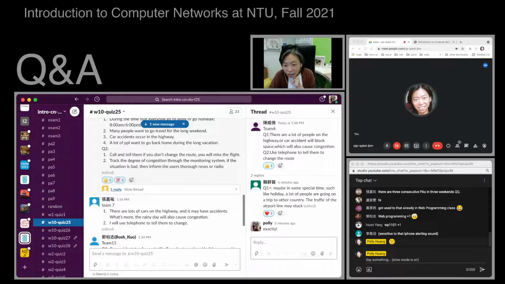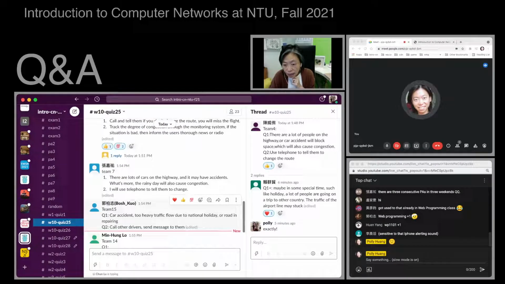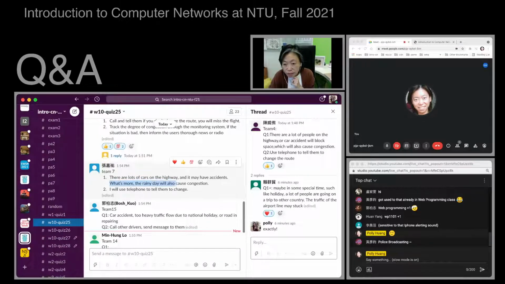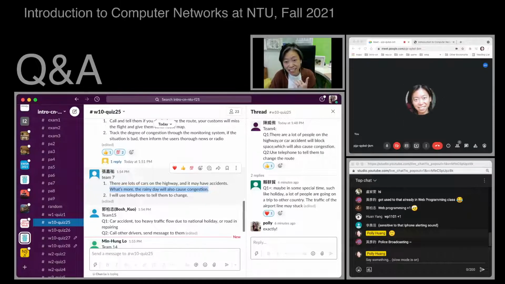Okay, this is great. Team 7, 加油. Lots of cars on the highway or accidents. Okay. Okay, this is very interesting. Look at this. The rainy day sometimes causes congestion, right? Because you cannot see very well whenever there's heavy rain. Okay. Yeah, police broadcasting, that too.